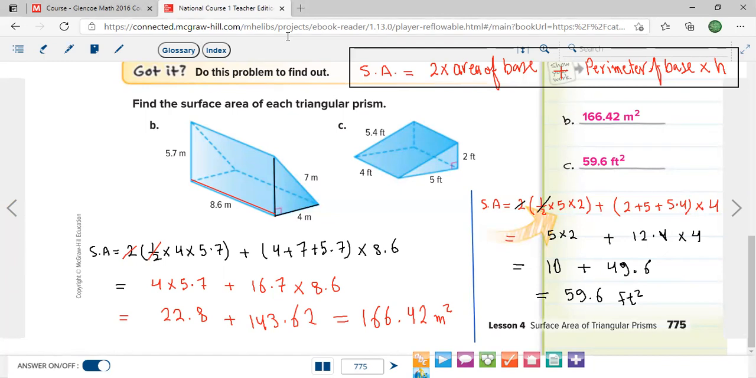So, this rule is very important. I recommend that you copy this rule because it doesn't exist in the book. Surface area equals 2 times area of the base plus perimeter of the base times the height. This rule concerns the surface area of the triangular prism. It also works for any prism, but we are going to use it for the triangular prism.